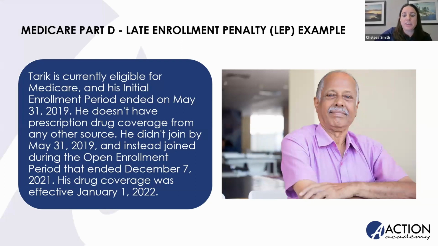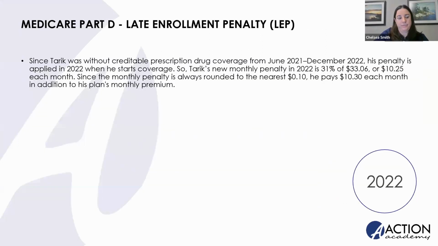So we have this example here on the screen. Tarek is currently eligible for Medicare, and his IEP ended May 31st, 2019. He doesn't have any prescription drug coverage from any other source, and he didn't join by May 31st, 2019, and instead joined during the open enrollment period that ended December 7th, 2021, and his drug coverage was effective January 1st, 2022. So since Tarek was without credible prescription drug coverage from June 2019 to December 2021, his penalty is applied in 2022 when he starts coverage.